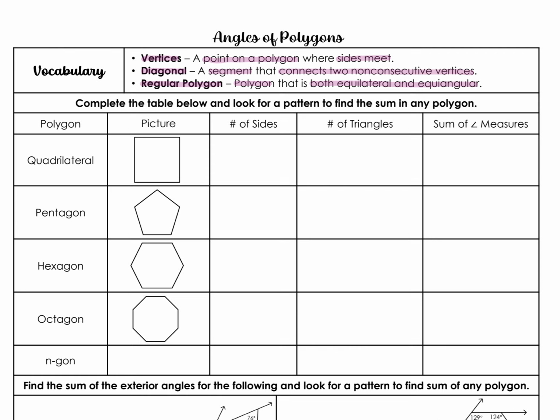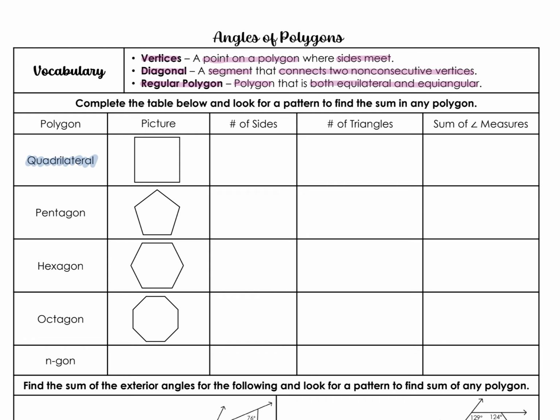All right, so we're going to start off actually with a little bit of an explore. Okay, so we are going to complete the table below and look for a pattern to find the sum of any polygon. All right, so the first polygon we're going to talk about is going to be a quadrilateral. And so we have a picture here of a quadrilateral. And that's just going to be a four-sided shape.